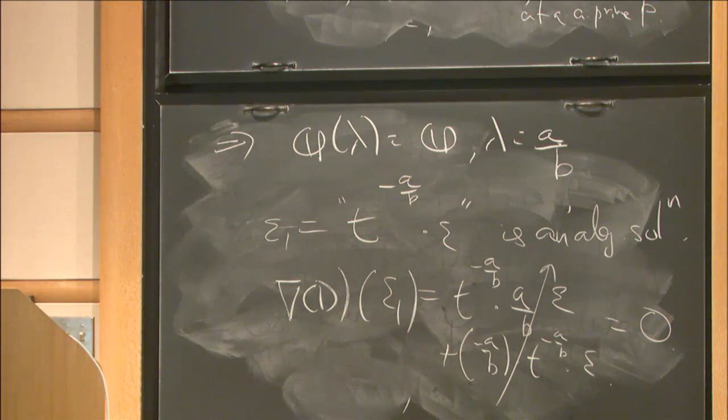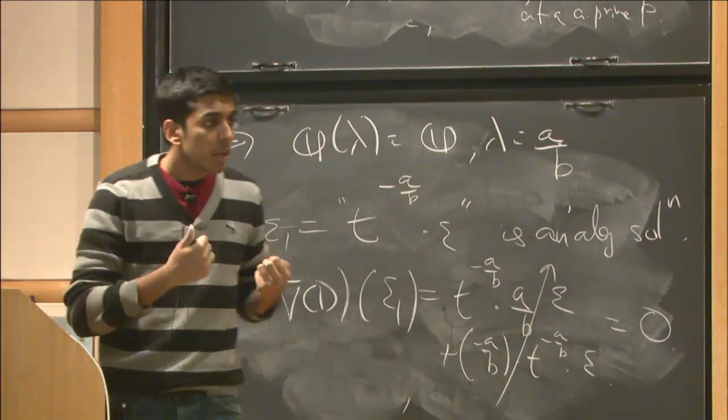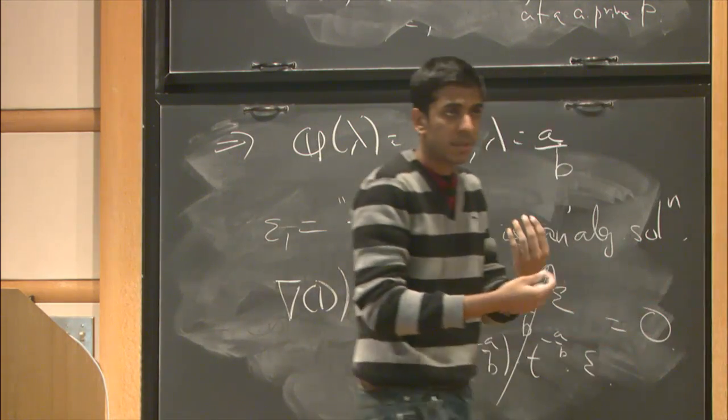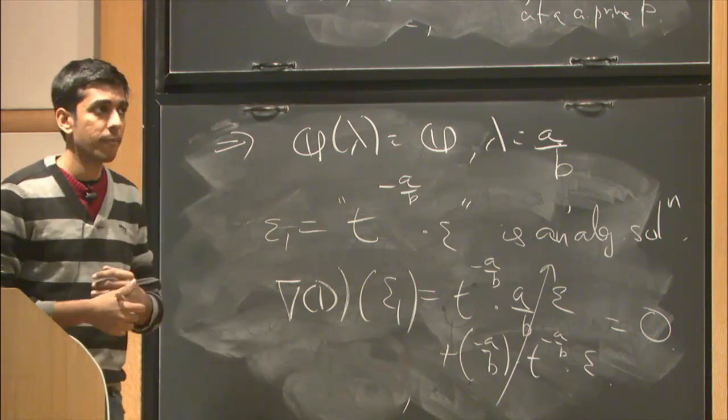So as I mentioned before, we will need to use the assumption that the curve is generic. And here's how we do it. If you have a generic curve, then it's possible to spread out to a family of curves.